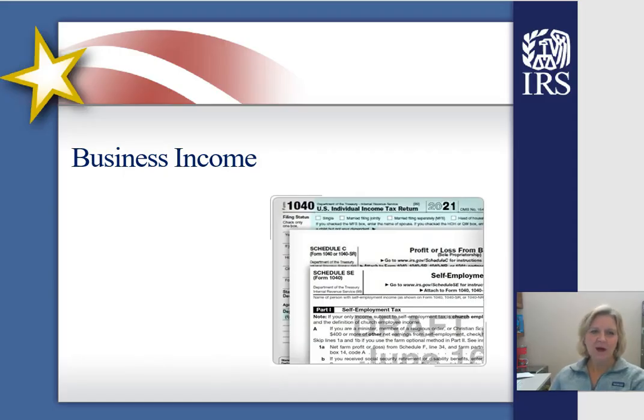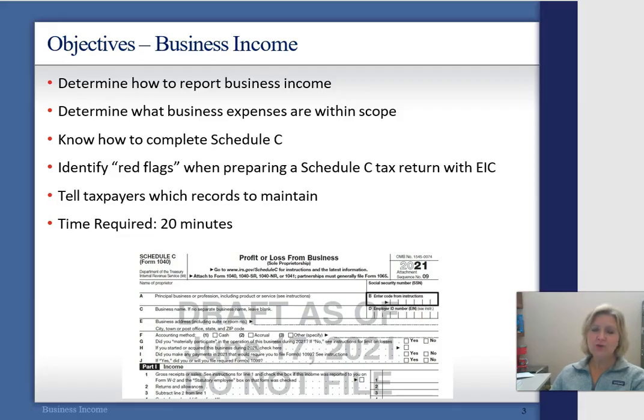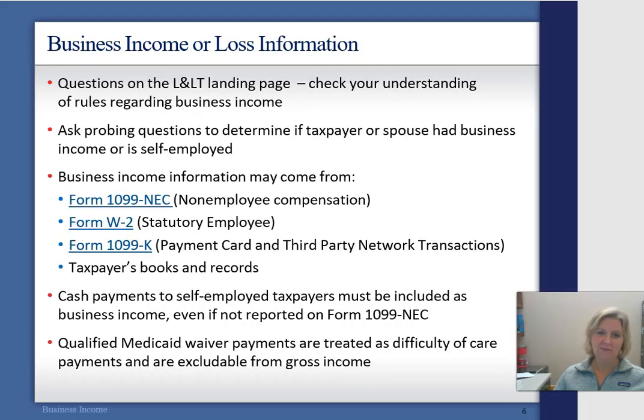So we are going to talk about how to report business income and determining which business expenses are within scope and what's out of scope, identifying some red flags when you're preparing a Schedule C, figuring out how exactly to fill that schedule out, and making sure we are talking with the taxpayers about what it is that they need to maintain. When a taxpayer comes in with business income, they may or may not actually have a tax form that they're bringing into you.